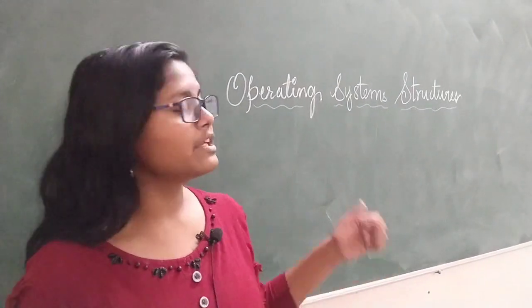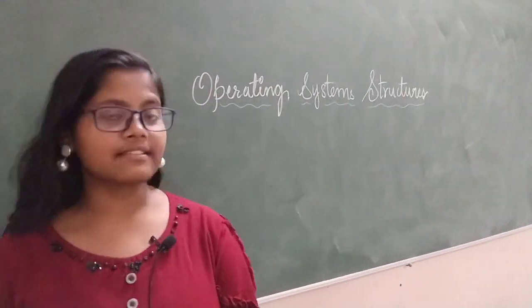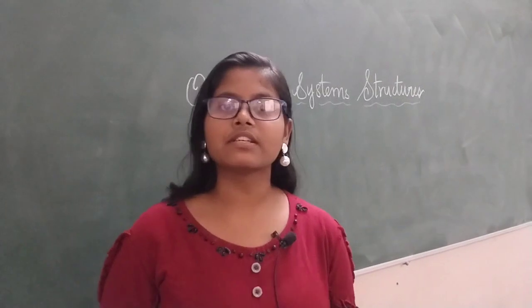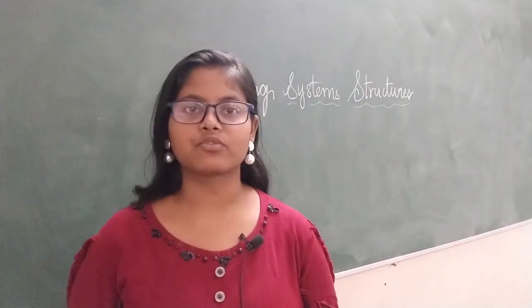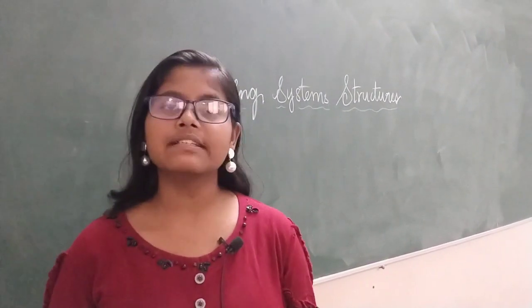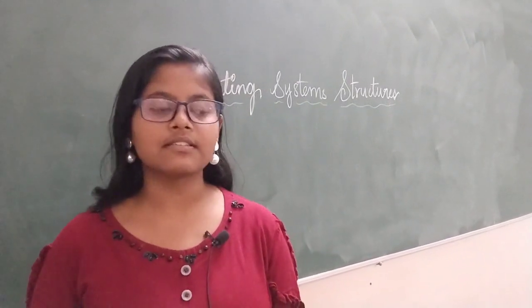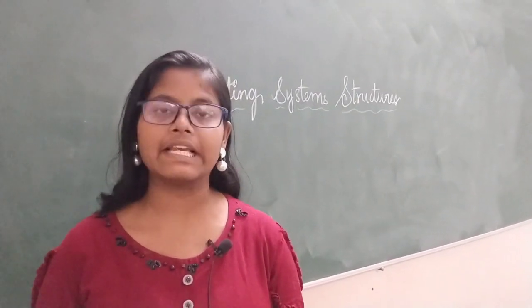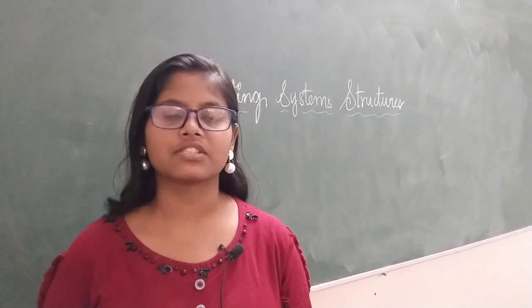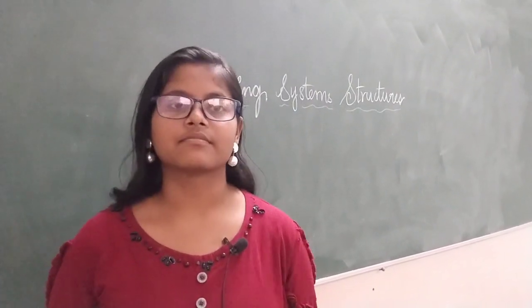So hello, today the topic is operating system structures. We are going to see the 5 types of operating system structures which have evolved through times. This includes the simple structure, the monolithic structure, the layer structure, the microkernel structure and the modern structure.